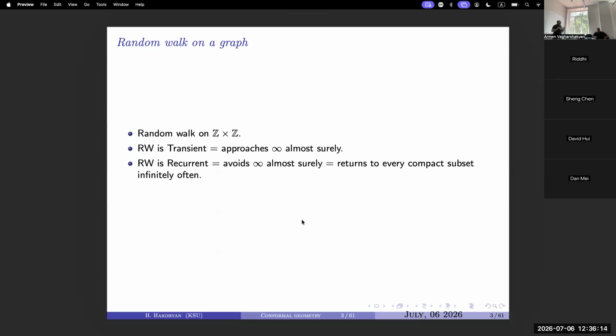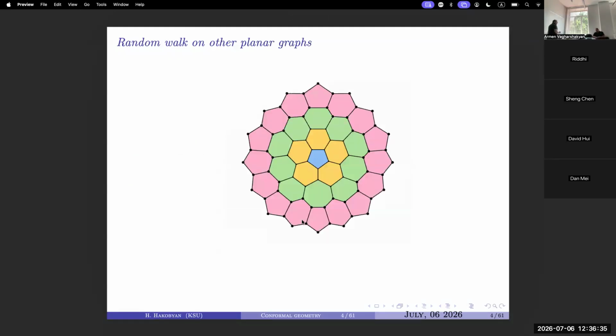Now you might ask, what does that have to do with complex analysis? Just bear with me. Here is another example. Which one was the previous one, recurrent or transient? Recurrent. Now look at this graph. Does that remind you of anything? Start with a pentagon and add more pentagons. Next to each pentagon, add another pentagon and so on. What do you think is going to happen?